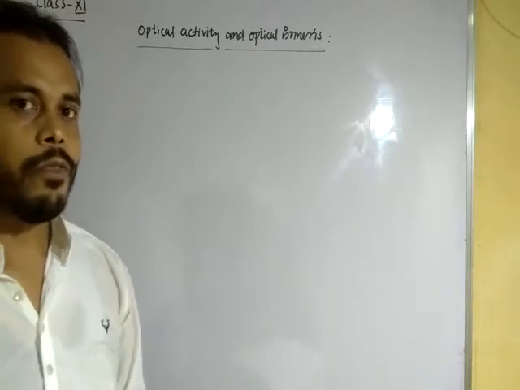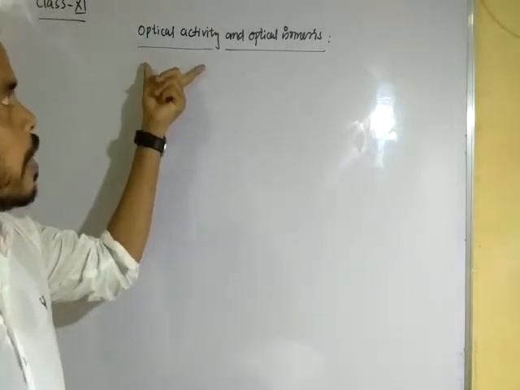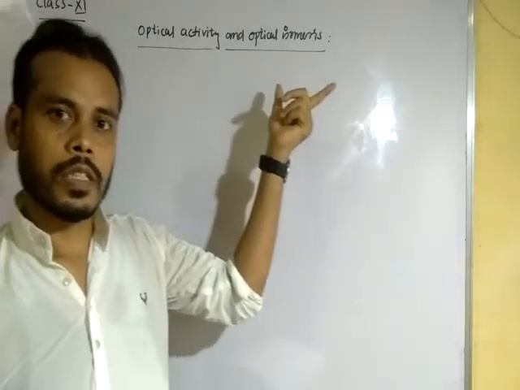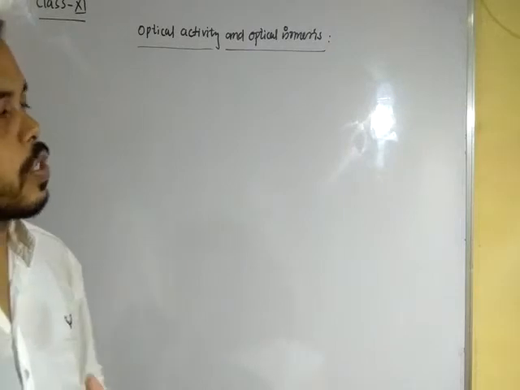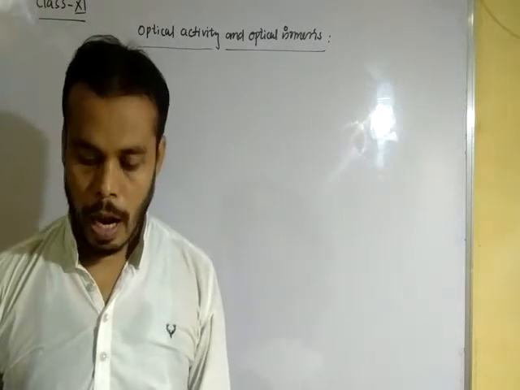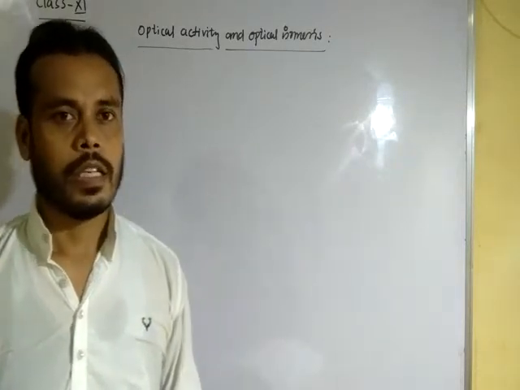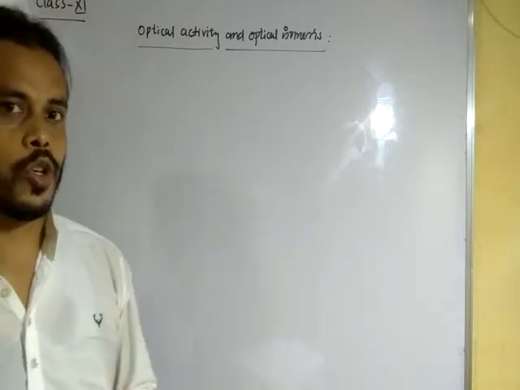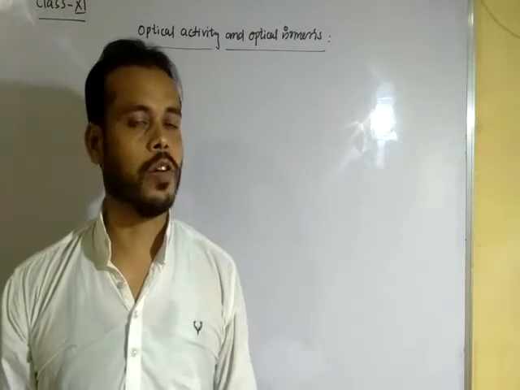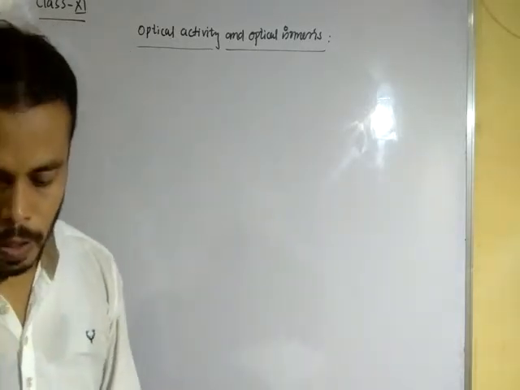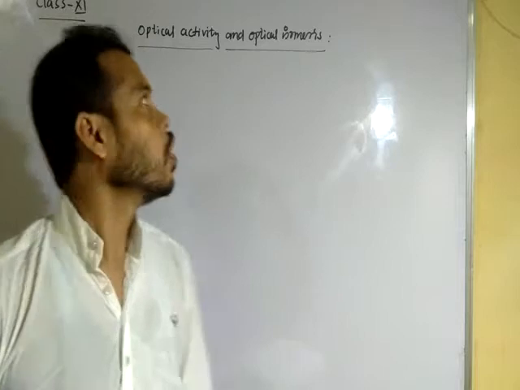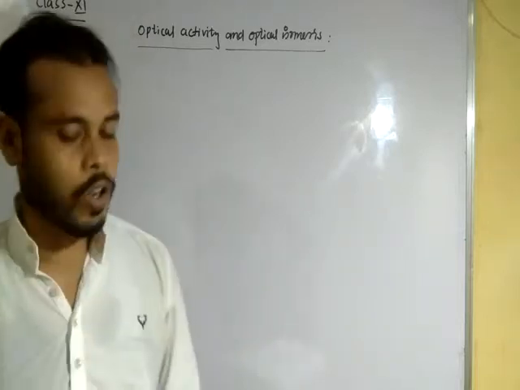The compound which shows optical activity is called an optical isomer. And how will we recognize which compound will show optical activity and which compound will not show optical activity? So first of all, we should know optical activity.